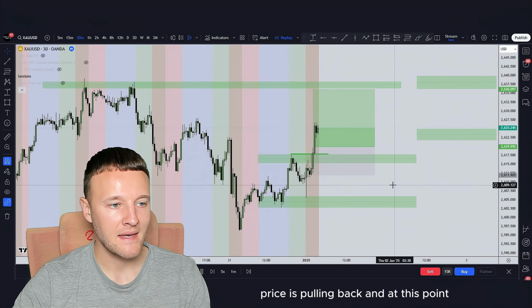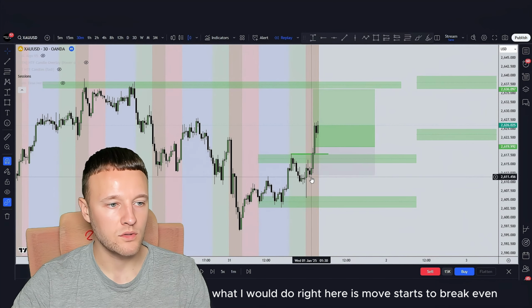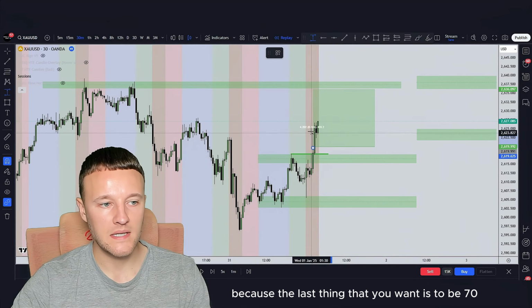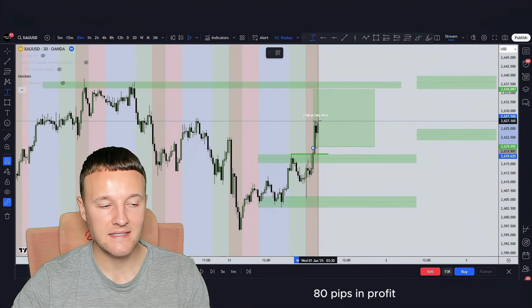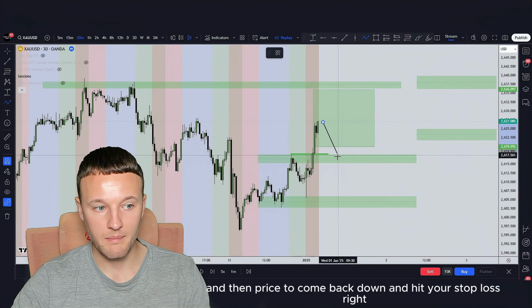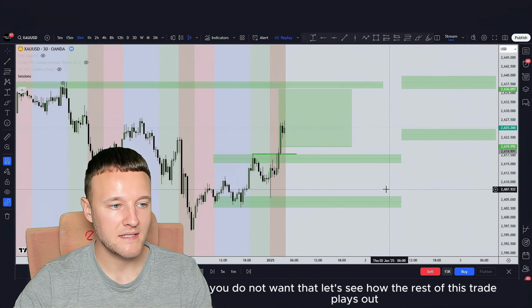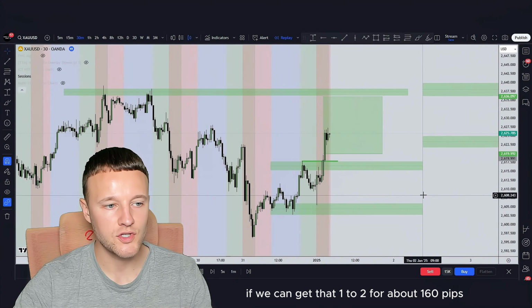Price is pulling back. And at this point, what I would do right here is move stops to break even. Because the last thing that you want is to be 70, 80 pips in profit and then price to come back down and hit your stop loss, right? You do not want that. Let's see how the rest of this trade plays out. If we can get that 1-to-2 for about 160 pips.